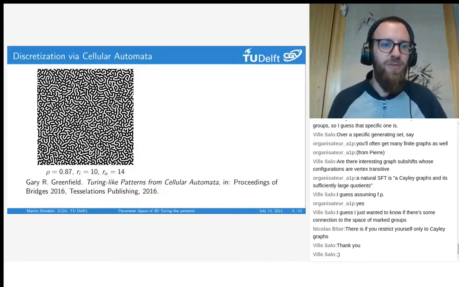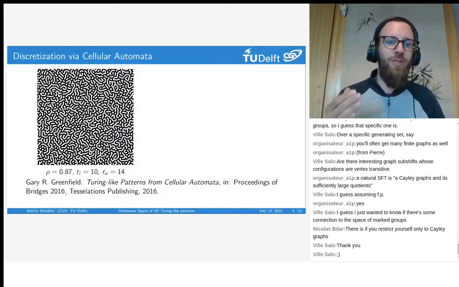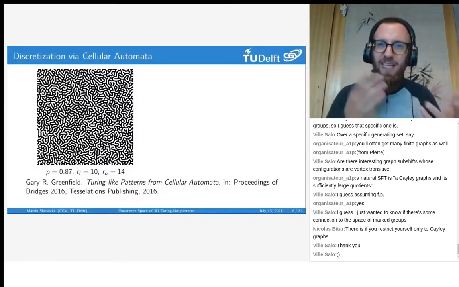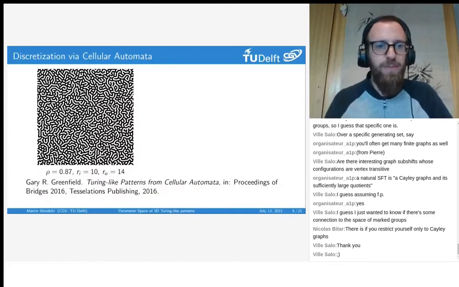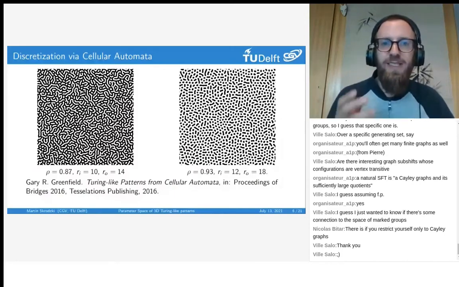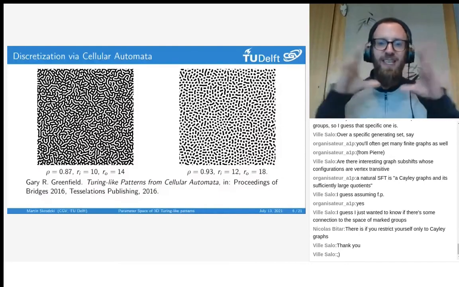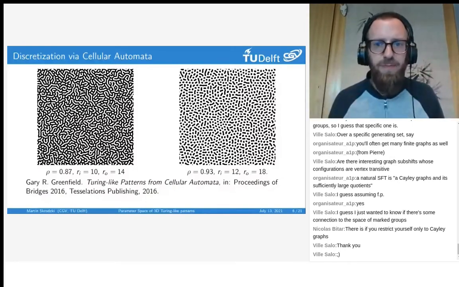And here you see some images from a publication of Gary Greenfield, who uses this cellular automata approach to consider what he now calls Turing-like patterns, because they are not differentiable anymore. These are discrete patterns now because they come from this discrete cellular automata. But you see that you basically end up with the same likeness. Here on the right-hand side is the same procedure, just slightly different parameter values for this inner circle radius and the outer radius that then defines this annulus.